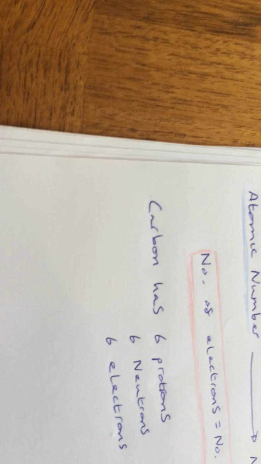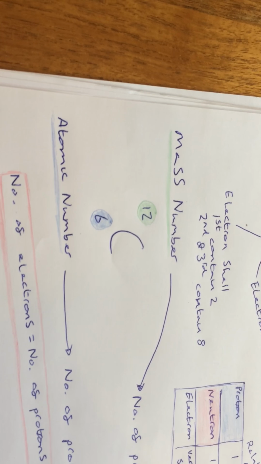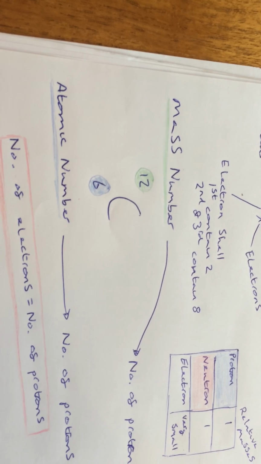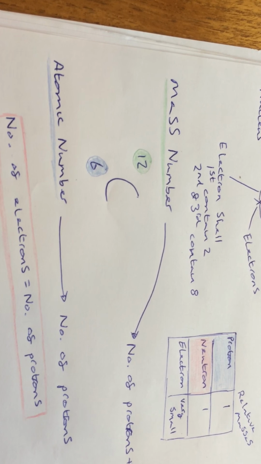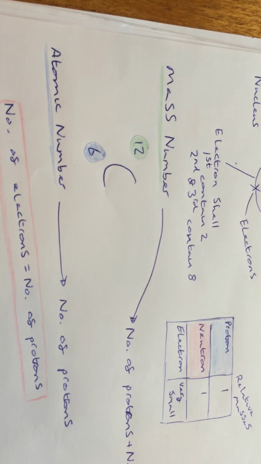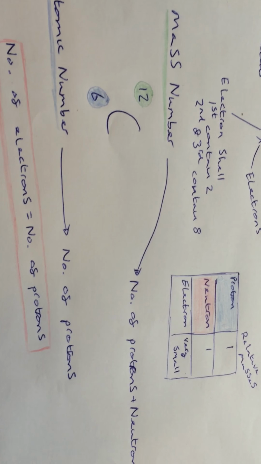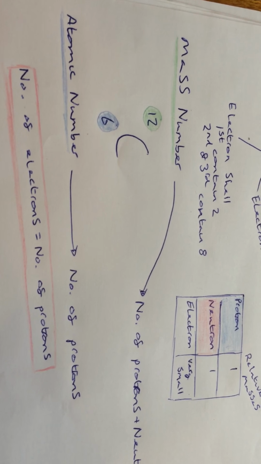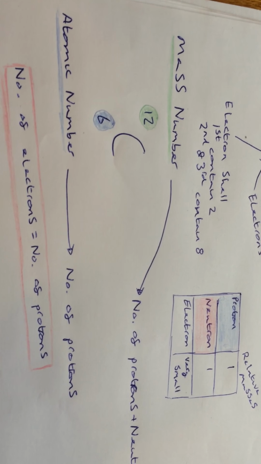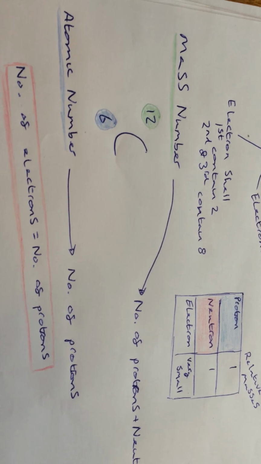Okay, I'll just show you how I work that out. So the atomic number is 6, so we have 6 protons. The number of electrons is equal to the number of protons, so the number of electrons is 6, and 12 is the number of protons and neutrons. So if I do 12 minus 6, it is 6. So we've got 6 neutrons as well.